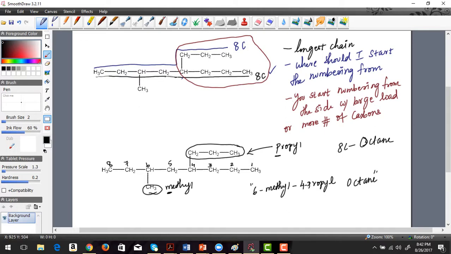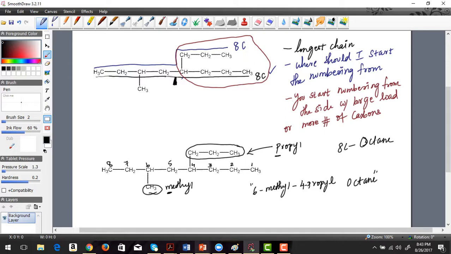Does that make sense? So the thing here is, first you've got to figure out the longest chain, and then you have to figure out which side is heavily loaded or looks heavy just visually. If you want to treat this like your C's are right here, right in the middle, well, which side's got more weight? Clearly this side. So you start numbering from the side that's got more number of carbons or a large load, right? And then you also have to pay attention to which letter takes precedence over another letter, right? So 6 methyl 4 propyl octane is your name of this particular organic compound.